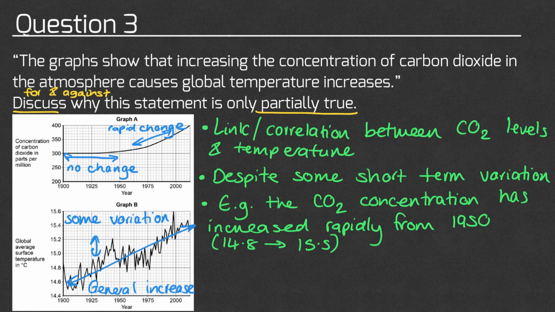And we can give some data to back up our answer. So we can say that, for example, the carbon dioxide concentration has increased rapidly from 1950, and in that time the temperature has gone from 14.8 to 15.5. So we've looked at the values here and the values here.